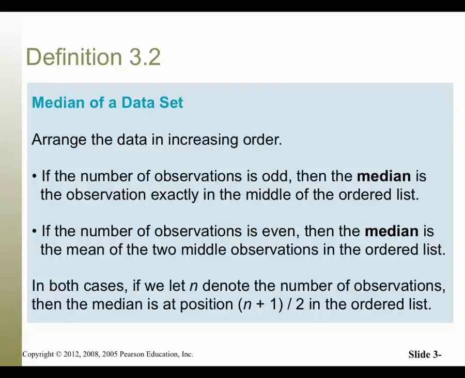But if you have an even number of observations, then there's no one middle value, because if you divided it in two, you'd have two halves of the data set and no true middle value. So then what you do is take the mean, the average, of the two middle values.